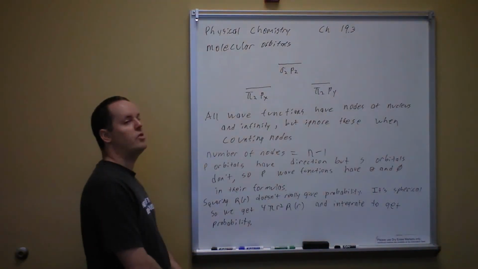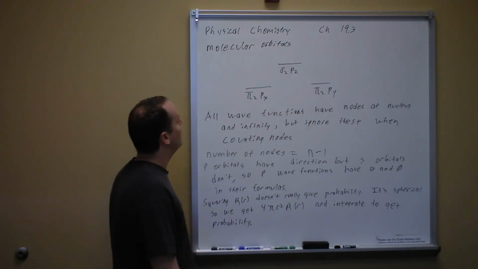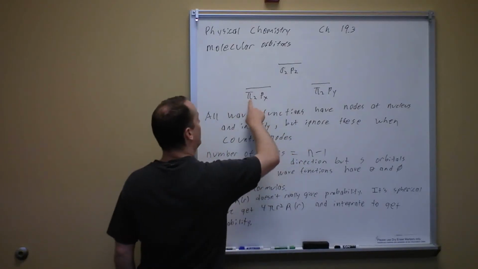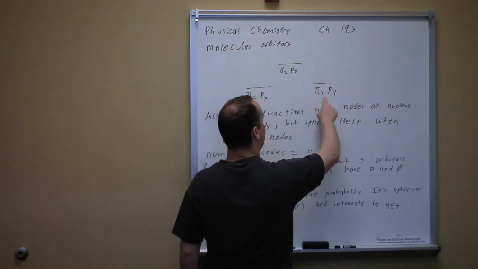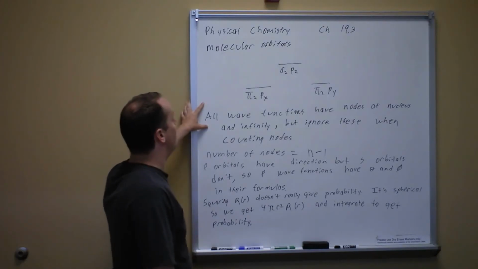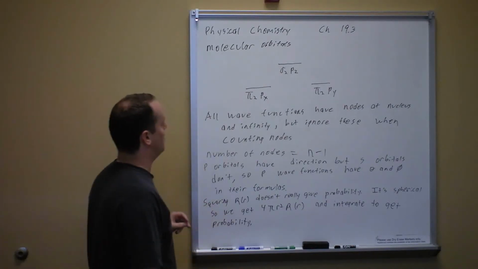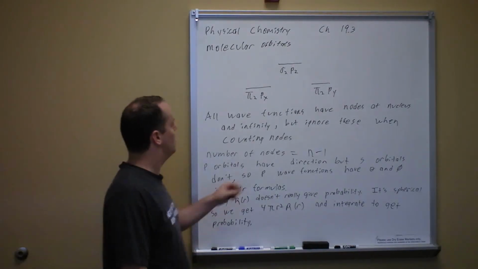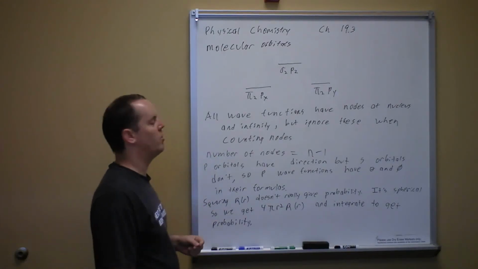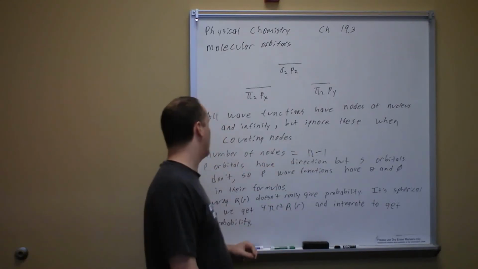Continuing on physical chemistry, chapter 19, section 3. Now we'll talk about molecular orbitals. As an example, here's a sigma 2pz orbital, or a pi 2px orbital, or a pi 2py orbital. All wave functions have nodes at the nucleus and infinity. That's basically your particle in the box condition. But we're going to ignore these when we're counting nodes. Those don't matter, that's just the boundary condition. So the number of actual nodes is going to be n minus 1.